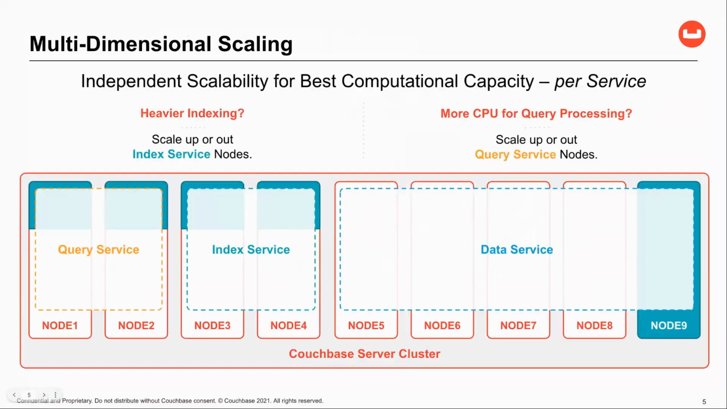So multi-dimensional scaling is the architecture that enables independent scaling of core Couchbase services, such as data, query, and index, to provide the best computational capacity per service. Each service can be scaled vertically or horizontally to provide a consistent, highly performant experience to your end users. When running on Kubernetes or OpenShift, Couchbase servers are defined as separate server pods. Couchbase services can be easily scaled manually or automatically based on predefined monitoring thresholds.